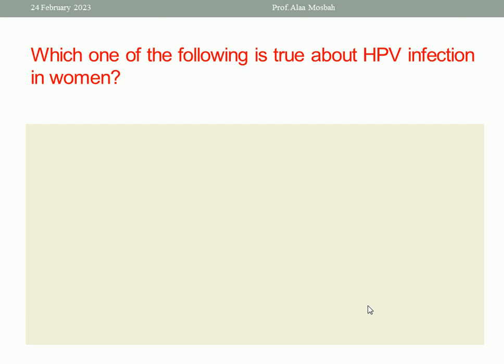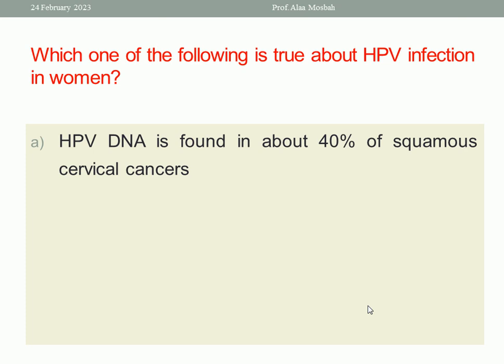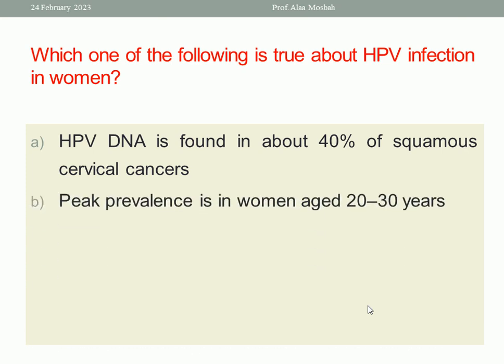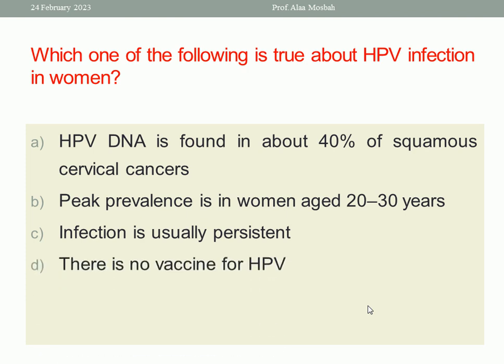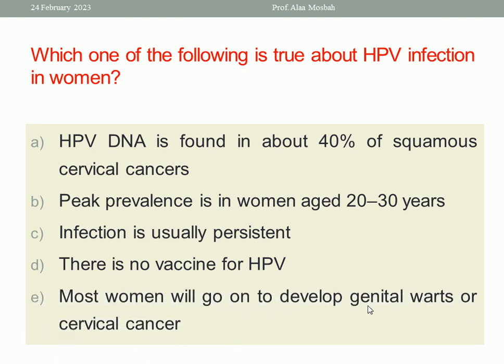Which one of the following is true about human papillomavirus infection in women? A. Human papillomavirus DNA is found in about 40% of squamous cervical cancer. B. Peak prevalence is in women aged 20 up to 30 years. C. Infection is usually persistent. D. There is no vaccine for human papillomavirus. E. Most women will go on to develop genital warts or cervical cancer.